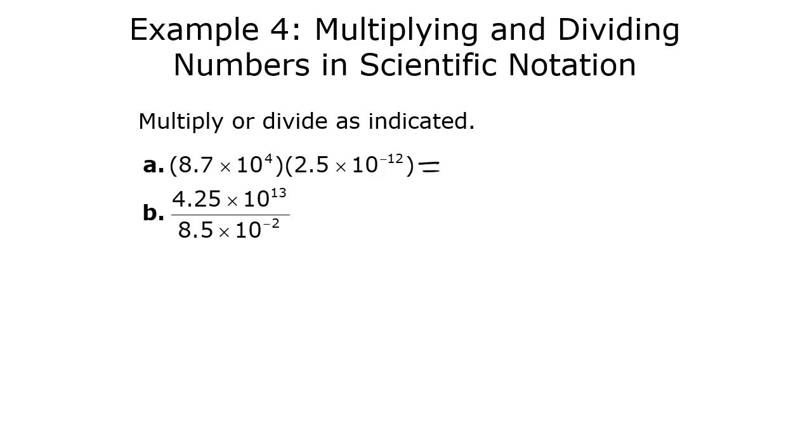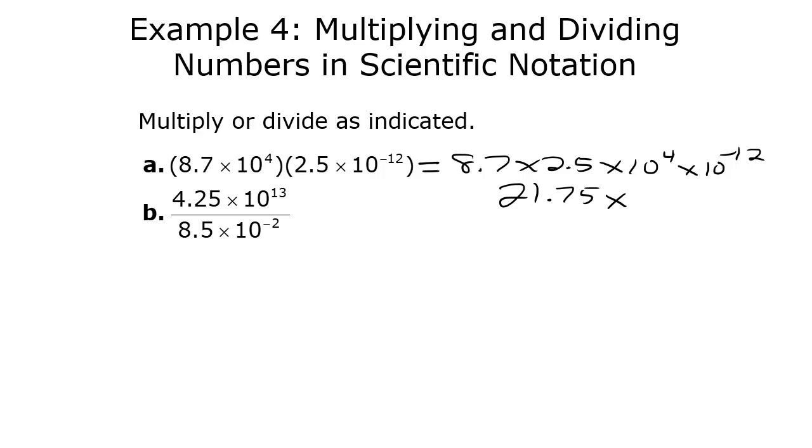So we can think of this as 8.7 times 2.5 times 10 to the fourth times 10 to the negative 12. Now all you have to do is 8.7 times 2.5 in your calculator. That gives you 21.75. And remember that anytime you have the same base raised to 2 powers, we use the rule of exponents, and it's simply that power plus that power, and we get 10 to the negative 8.